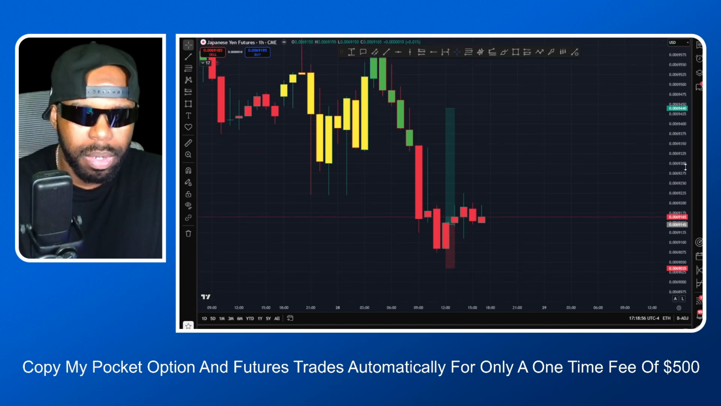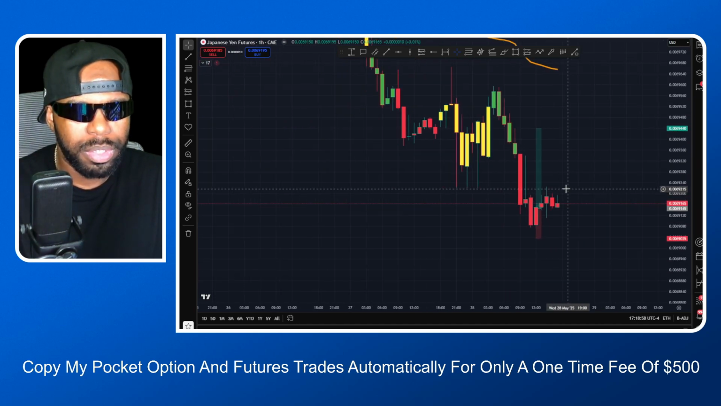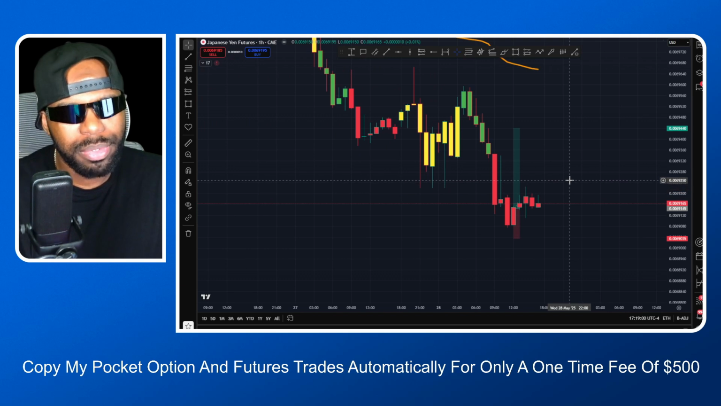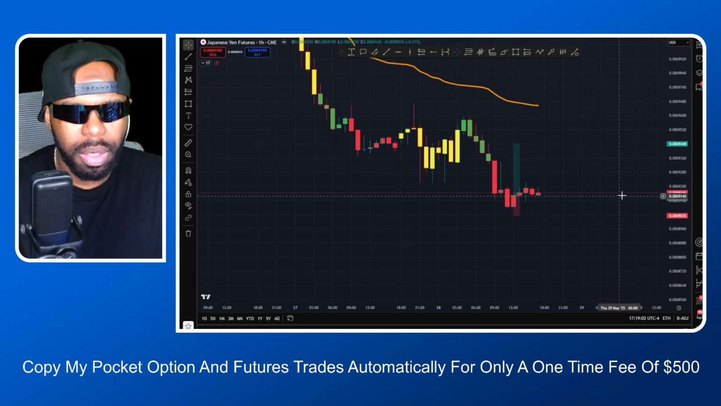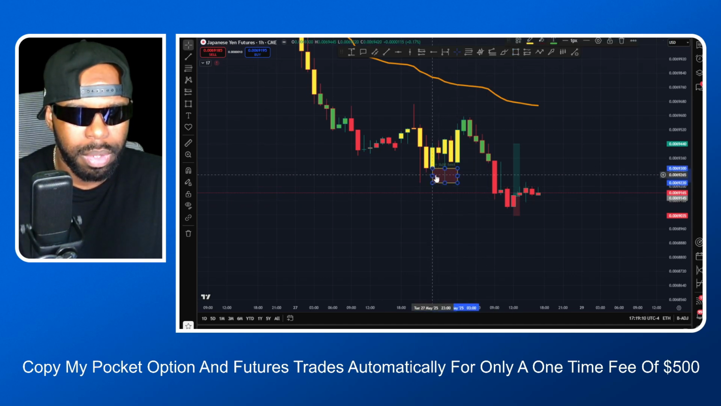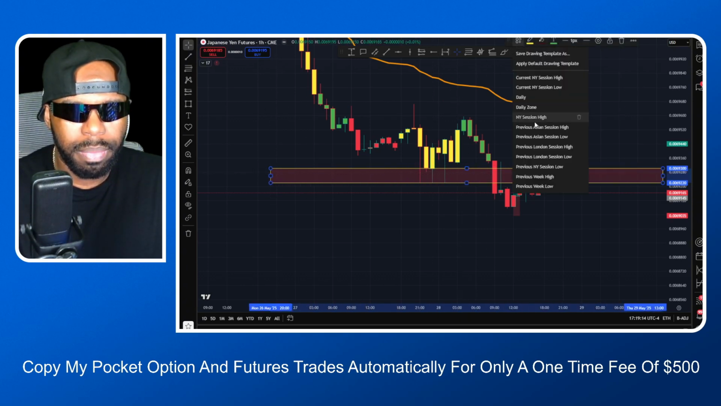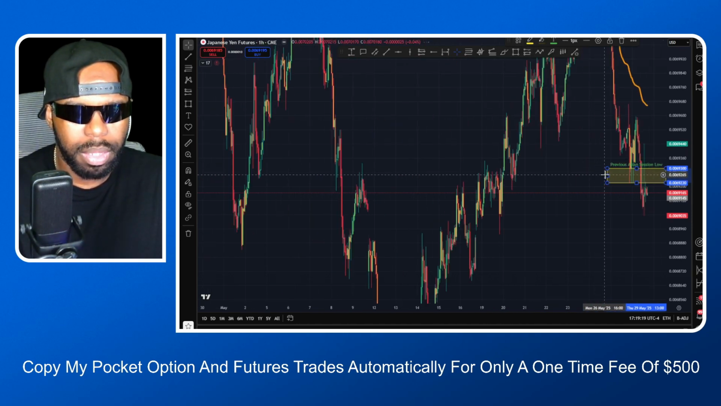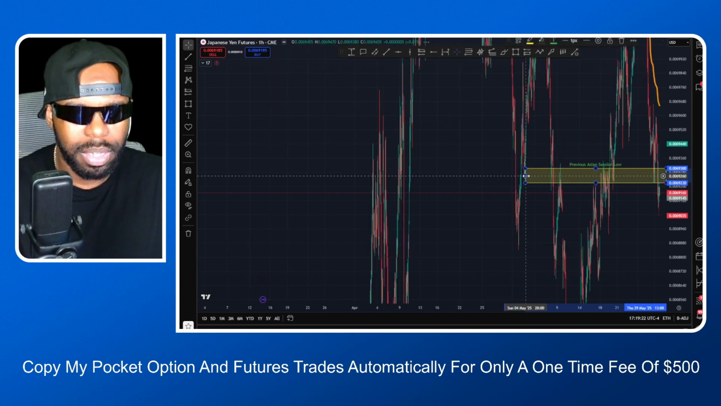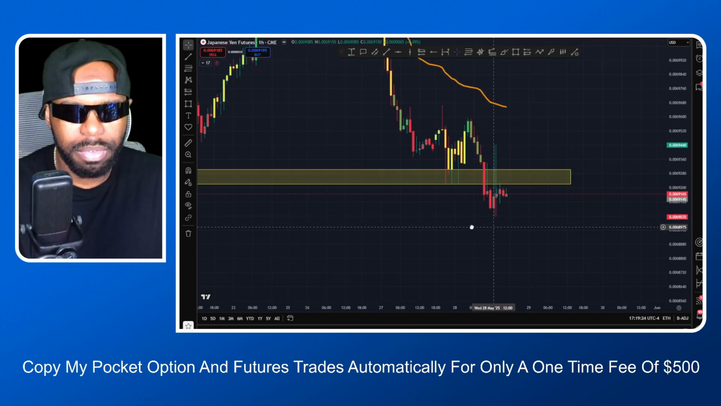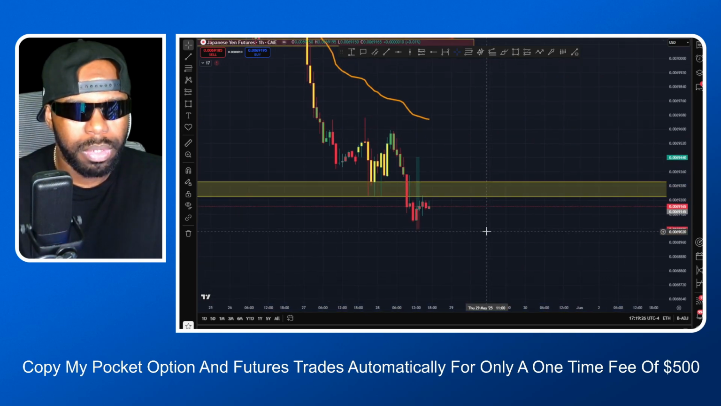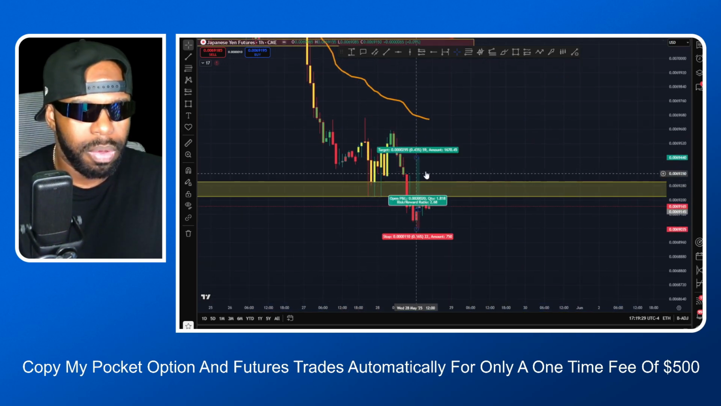All right, so when it comes to the Japanese yen, I like to also draw my Asian session highs and lows, okay? So I want to draw my Asian session low here. And I have the zone as yellow here. And then I like to also draw it in the past. As you can see, there's some rejection off this level. Okay, so that's my Asian session low here.